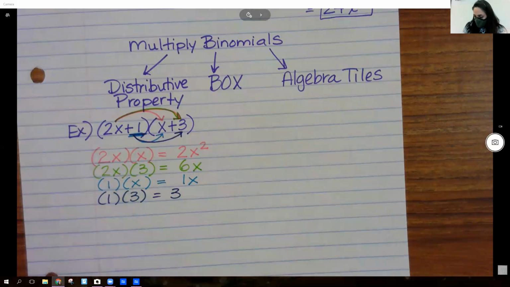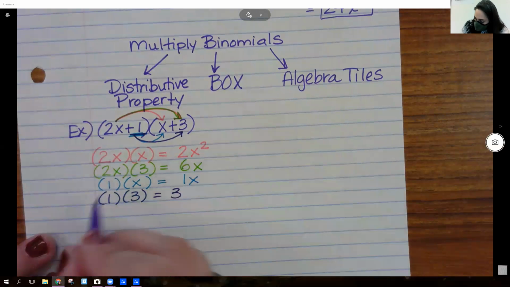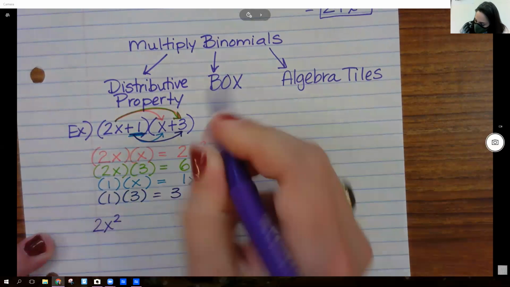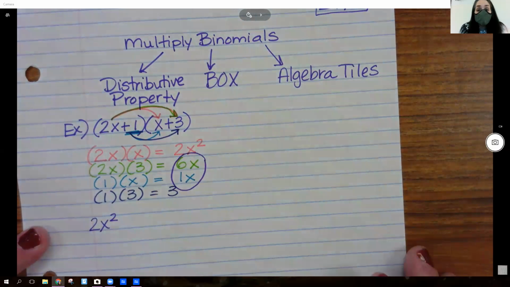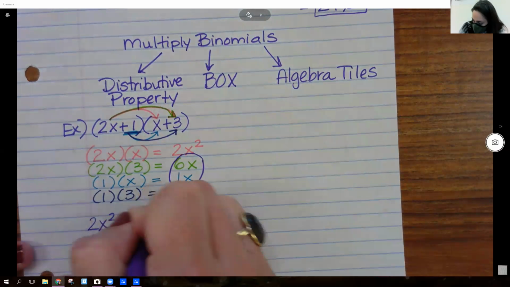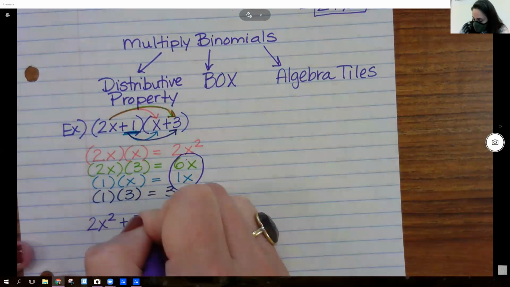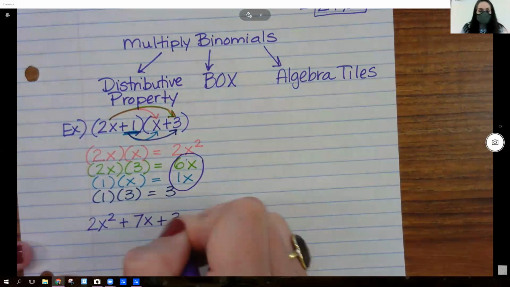So you combine like terms as much as possible, and your answer becomes 2x squared. These guys are the like terms, so you're allowed to add them. Don't do anything with the exponents, just add them. So the numbers in the front is what you add. So 7x and then plus 3.